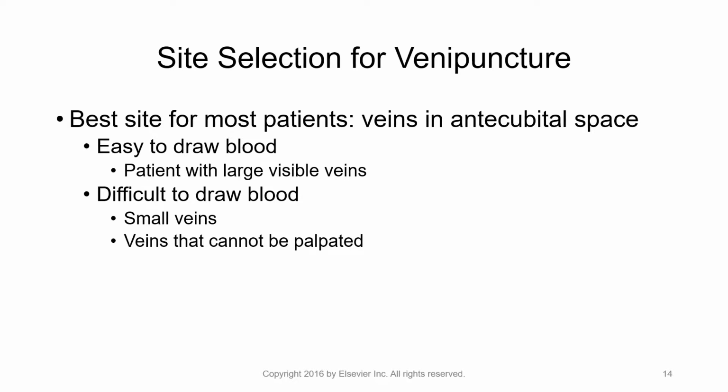As I stated before, for site selection we want to go for the easiest to access veins, which are the antecubital veins. It's easy to draw blood from there, especially with patients with large visible veins. It is difficult to draw blood on people with small veins, patients whose veins are deep, patients who are dehydrated, which all falls into that category of veins that may not be able to be palpated. And you've got to be able to palpate a vein. If you can't palpate it, can't see it, then you need to choose another site on the body.